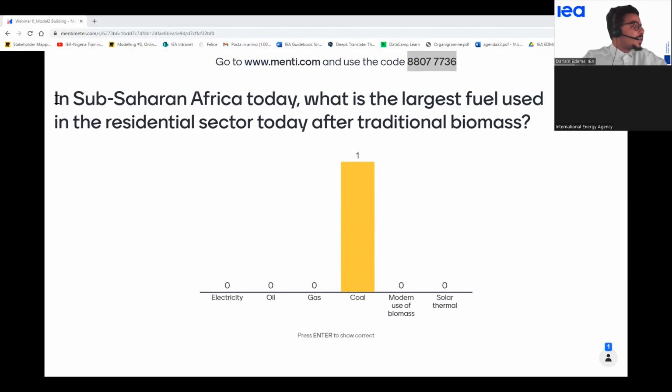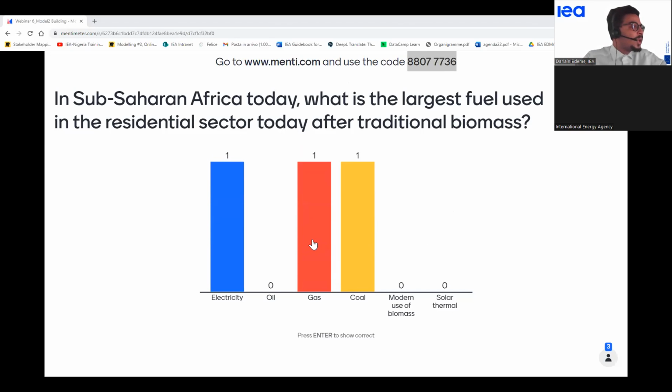So you can already see the first question for today. In sub-Saharan Africa today, what is the largest fuel used in the residential sector after traditional biomass? We all know that traditional biomass is the largest fuel used today in the residential sector, as I mentioned previously, for many end usages. This question asks which is, from your point of view, today the second largest fuel used in the residential sector. We have electricity, oil, gas, coal, modern use of biomass, and solar thermal. Clearly, all of them are important, but which is the second one after traditional biomass?